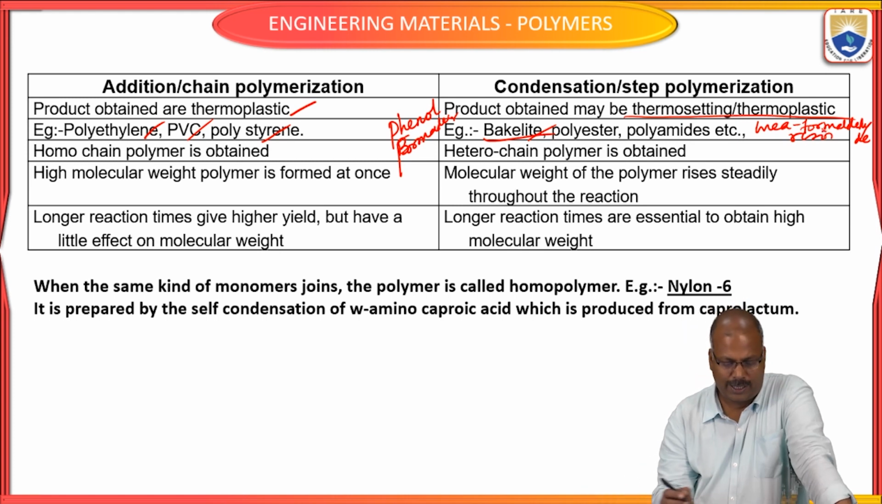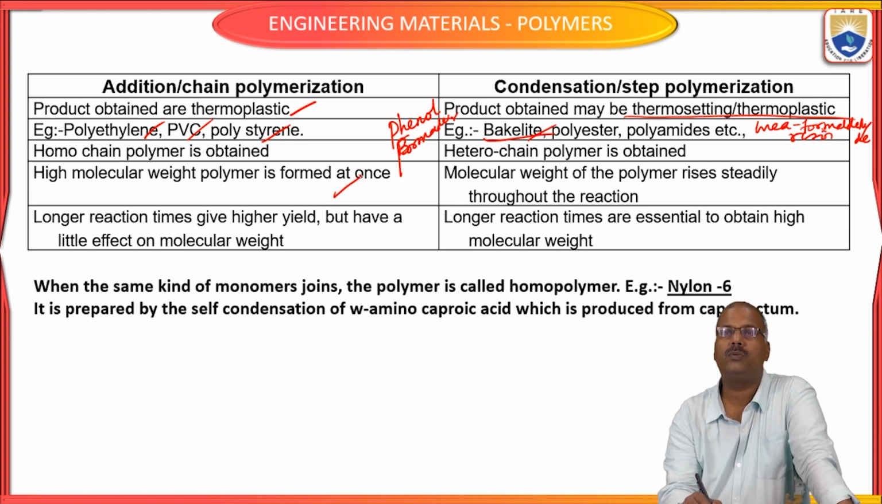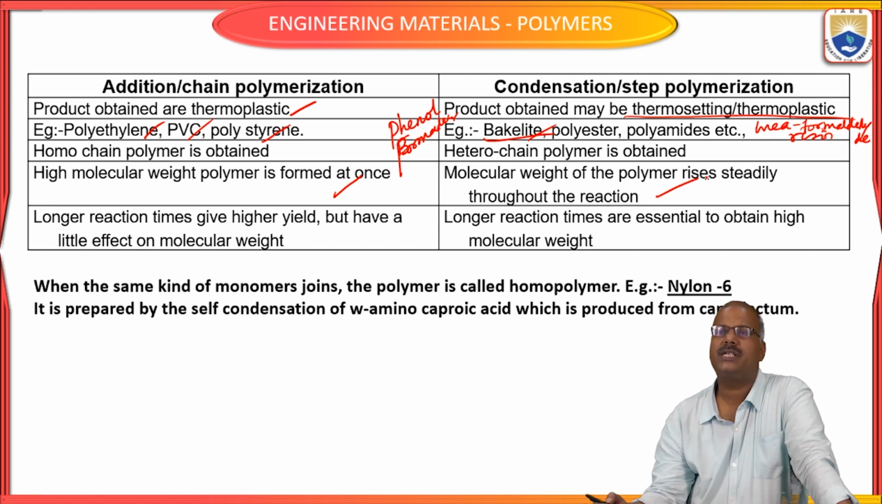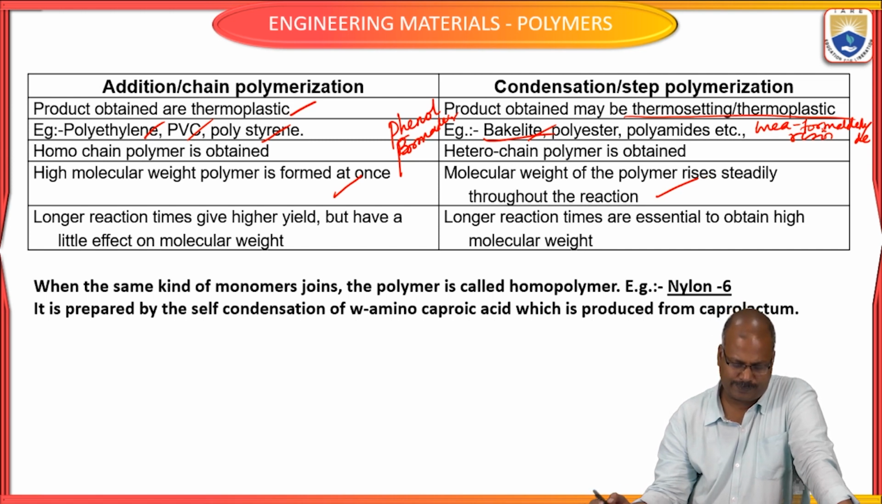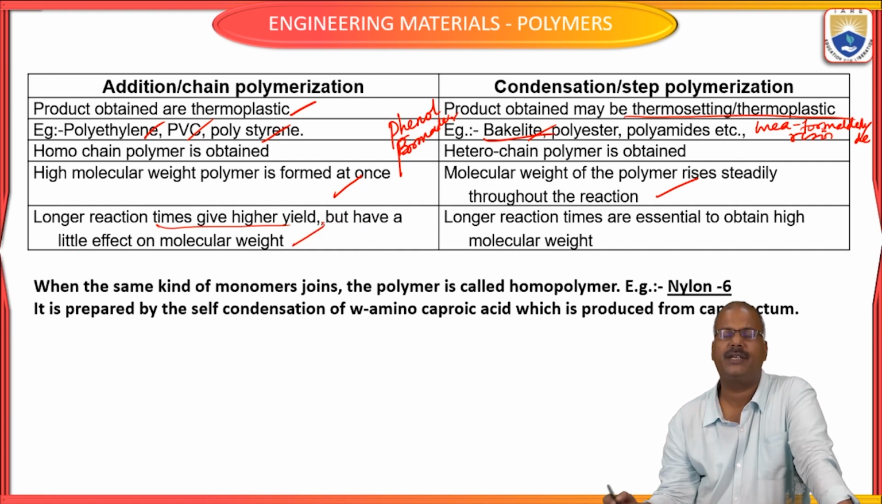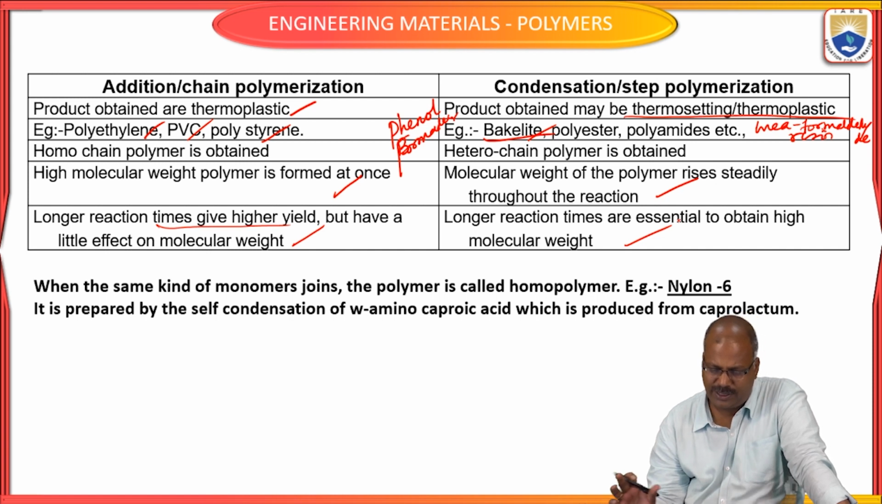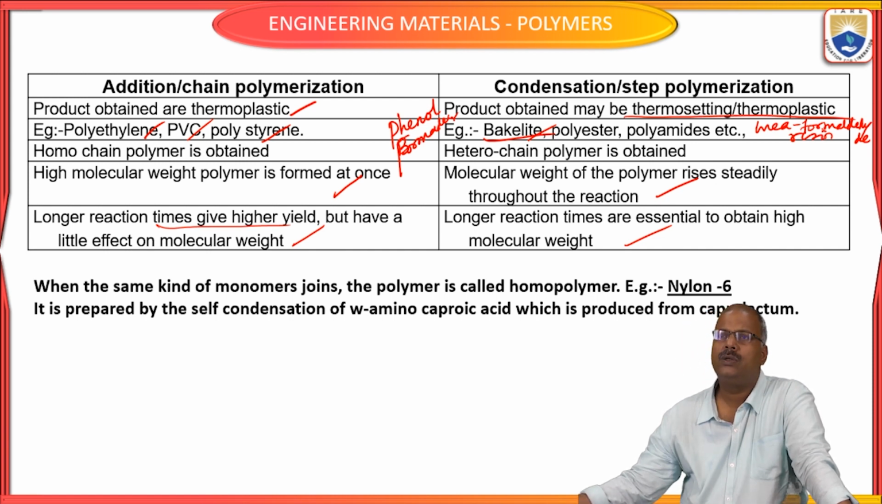High molecular weight polymer is formed at once in chain growth. The molecular weight of the polymer rises steadily throughout the reaction in step growth polymerization. Longer reaction times give higher yield but have little effect on molecular weight in addition polymerization. Whereas in condensation, longer reaction times are essential to obtain high molecular weight. So this is the difference between these two.